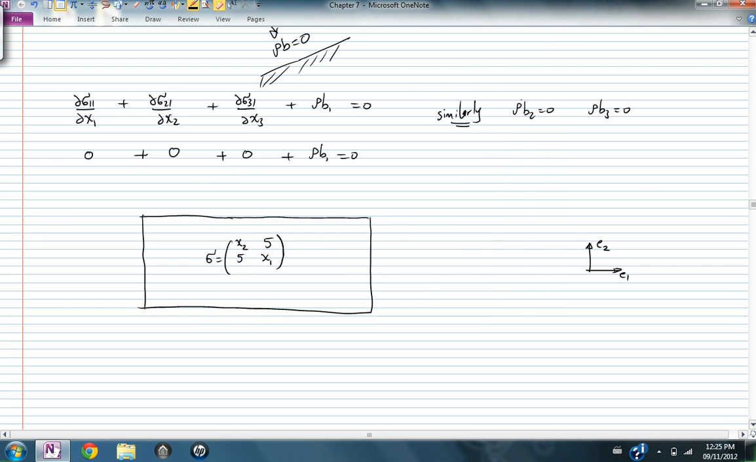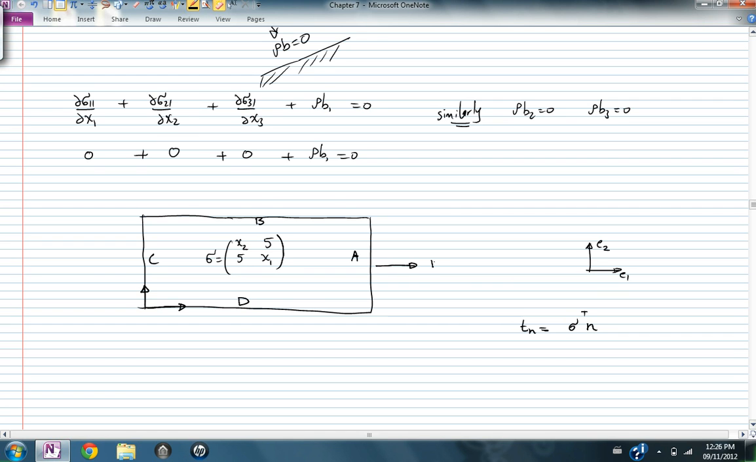And now what I'm interested in is the traction vectors on the boundary. What are the forces on the boundary: boundary A, boundary B, boundary C, boundary D? Now remember, the traction vector on any boundary is equal to the stress matrix multiplied by the normal vector on this boundary. So let's find the normal vectors on each boundary.